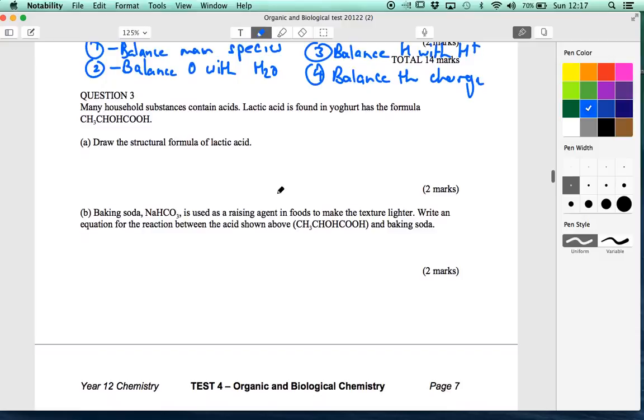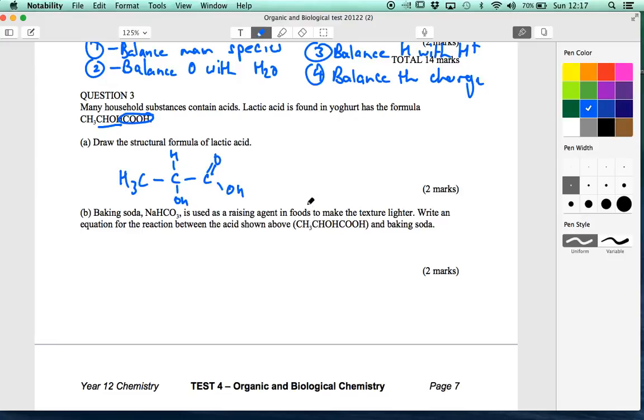It says here, many household substances contain acids. Lactic acid is found in yogurt and has a formula which is right there. Draw the structural formula. Again, it's not hard. Just draw out what you see. I see a C with a H here. Now you have CHOH, meaning you've got a H coming off the carbon, and you also have a hydroxy group coming off. And then we have our carboxylic acid group, which is COOH, so OH there.